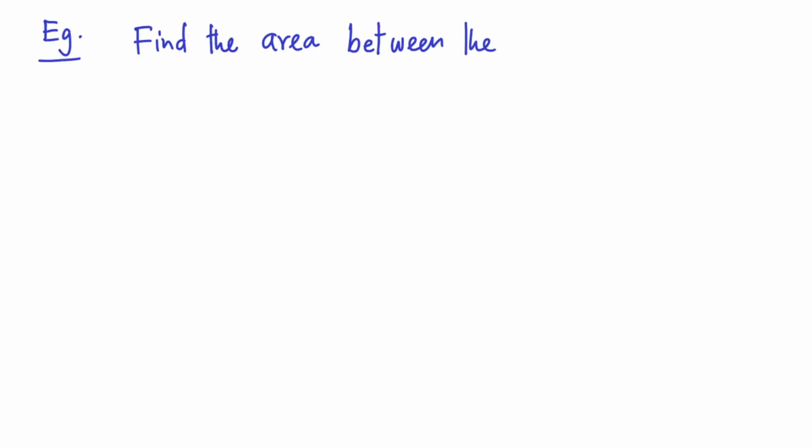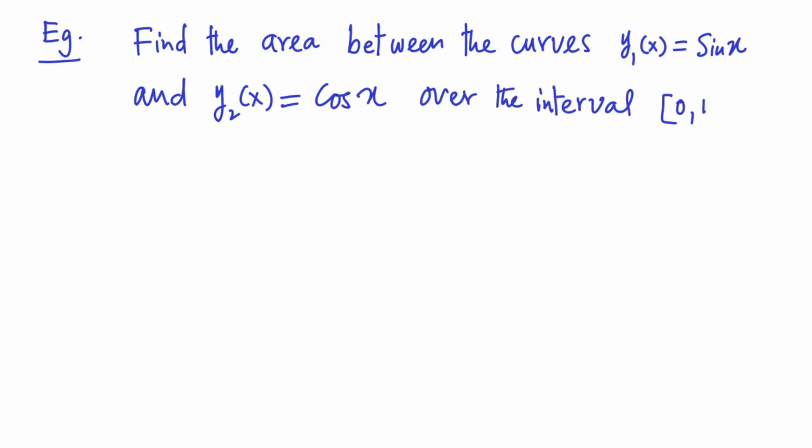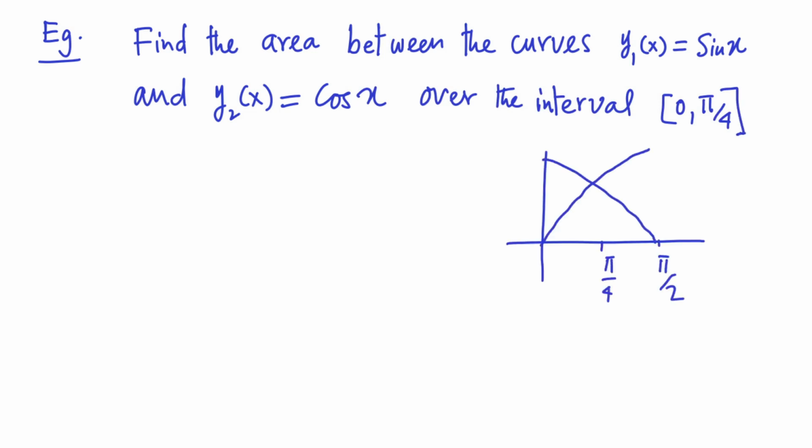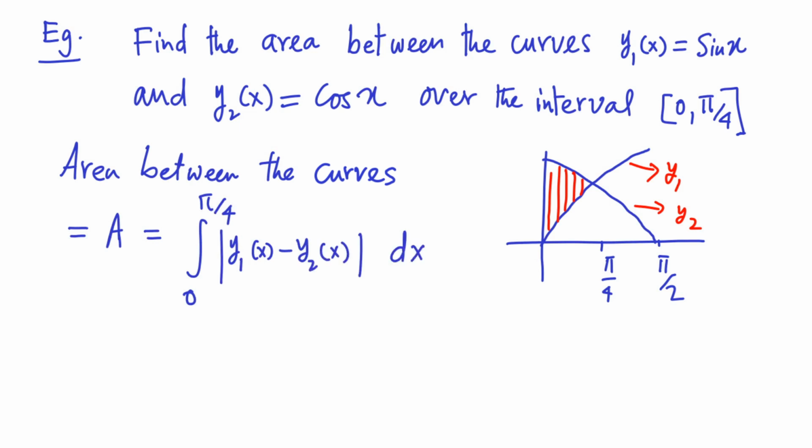Let us now consider another example. Find the area between two curves y1 of x, which is equal to sin x, and y2 of x, which is equal to cosine x, over the interval 0 to pi by 4. So let us first sketch the area. So area between the curves can be expressed as definite integral from 0 to pi by 4 over modulus of y1 of x minus y2 of x dx.